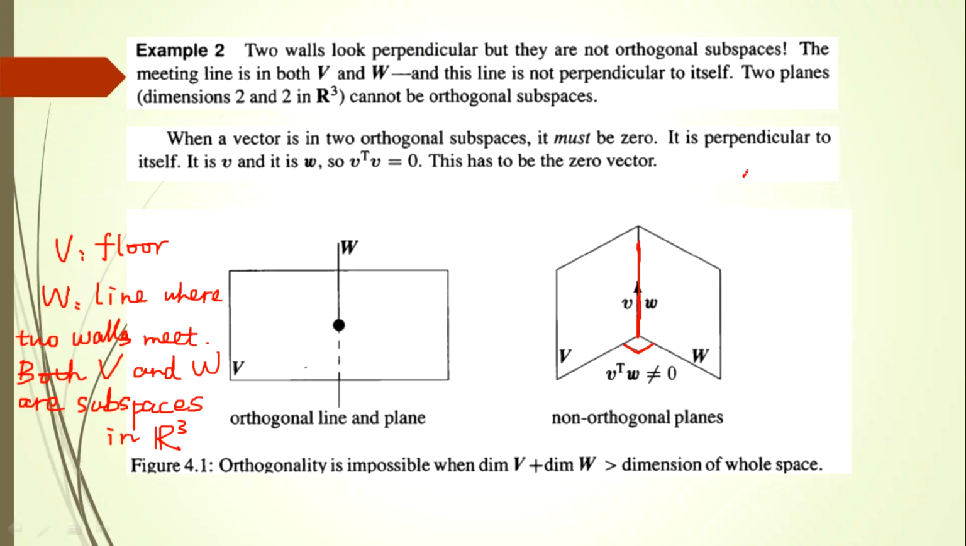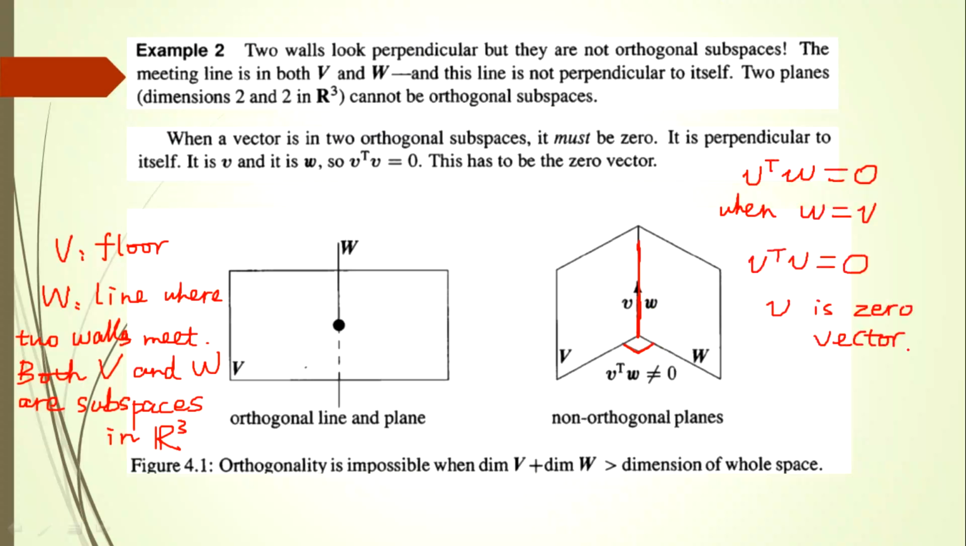If a vector is perpendicular to itself, the inner product equals 0. When W equals V, when they are the same vector, that means V is the 0 vector. But V is not a 0 vector. V can be any vector on this line, right? V can be any vector on this line.